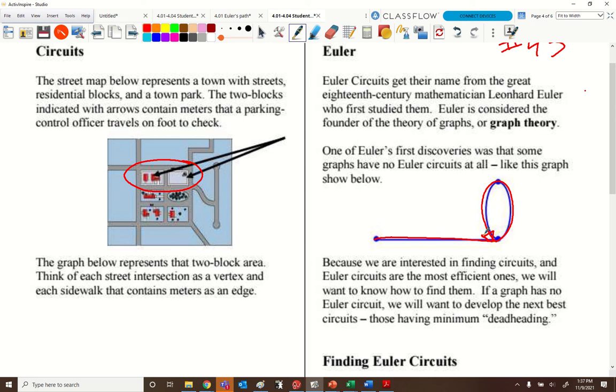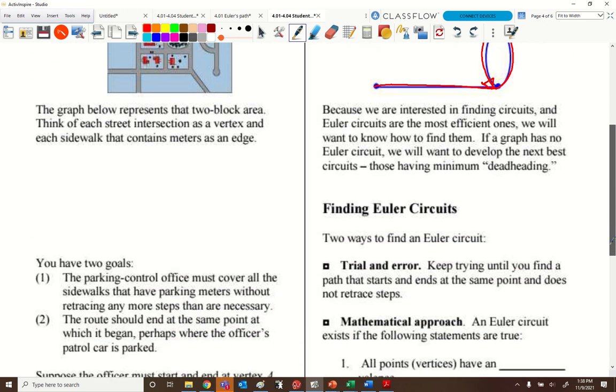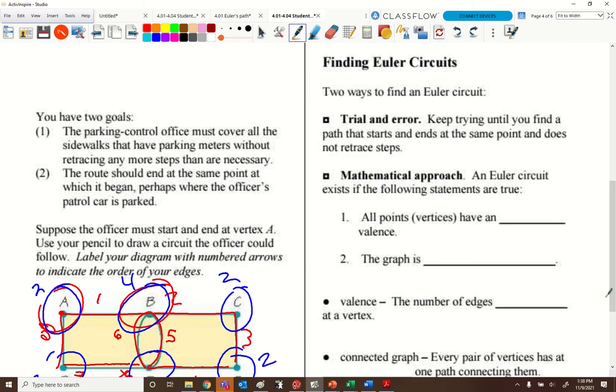Because we're interested in finding circuits, and Euler circuits are the most efficient ones, we will want to know how to find them. If a graph has no Euler circuits, we will want to develop the next best circuits, those having minimum deadheadings, meaning ending in the wrong spot, dead ends. So it has to be ending in the correct spot. 2 ways to find a Euler circuit. Trial and error, that's what we did yesterday. Keep trying to find a path that starts and ends in the same place and does not retrace steps.